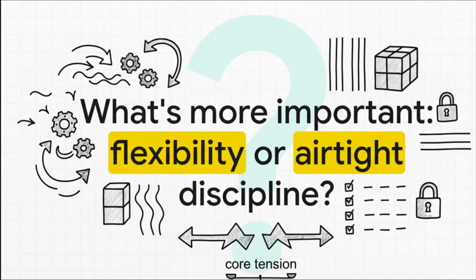And that kind of leaves us with one final thought. Now that you see how SAP builds this whole system of checks and balances, what do you think is ultimately more important for a business to succeed? Is it the flexibility to bend the rules and adapt? Or is it that airtight discipline that prevents anyone from ever stepping out of line? That's really the core tension this whole system is built to manage.